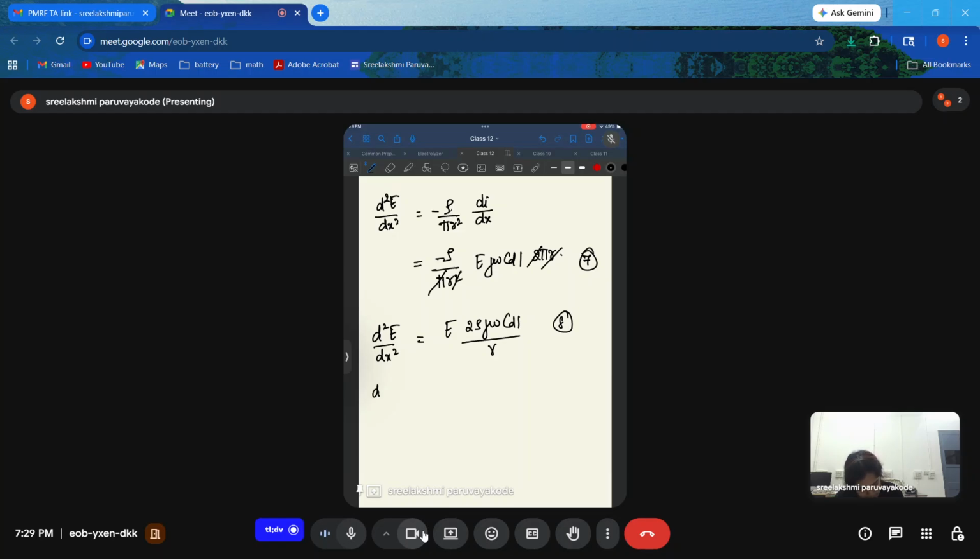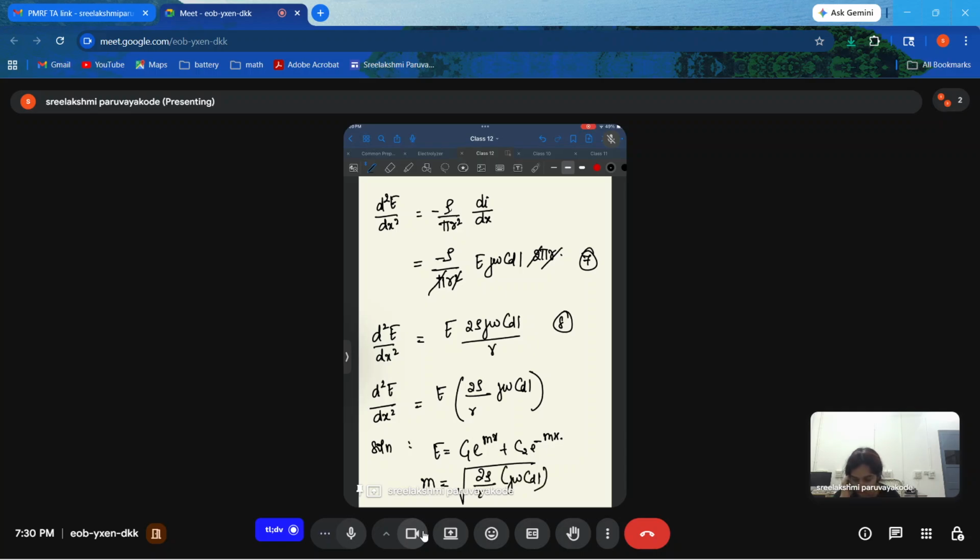So now I can get d square E by dx square is equal to E 2 rho by r j omega c dl. Now the solution for this form is of the form E equal to C1 e to the power mx plus C2 e to the power minus mx, where m will be root of 2 rho by r j omega c dl.